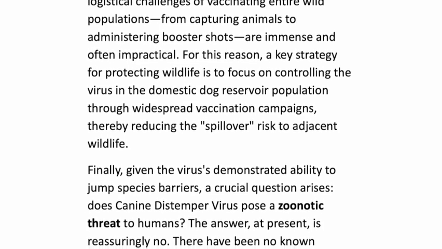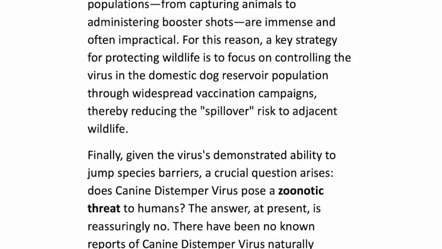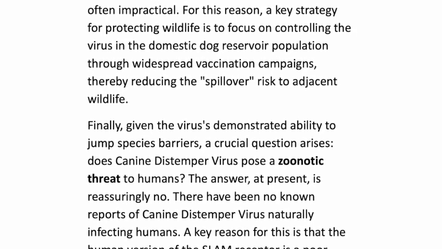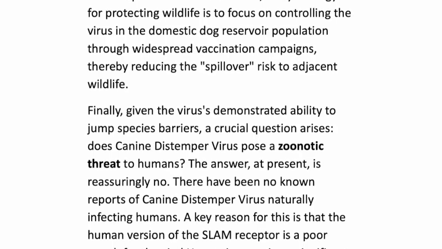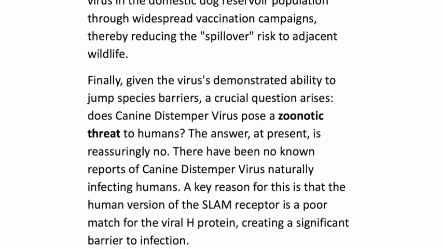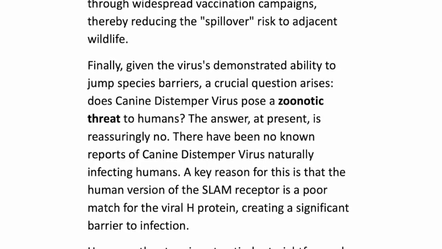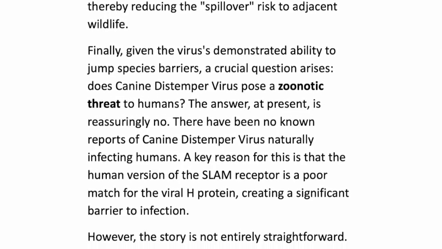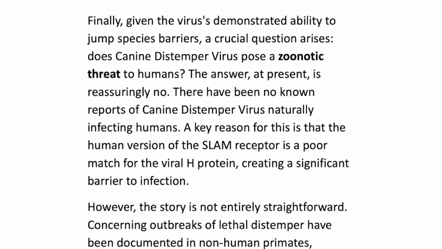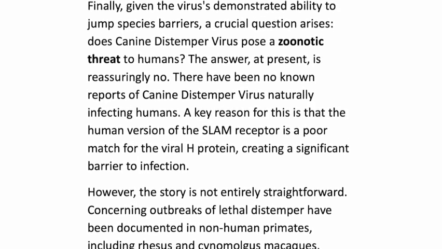Finally, given the virus's demonstrated ability to jump species barriers, a crucial question arises: does canine distemper virus pose a zoonotic threat to humans? The answer, at present, is reassuringly no. There have been no known reports of canine distemper virus naturally infecting humans. A key reason for this is that the human version of the SLAM receptor is a poor match for the viral H protein, creating a significant barrier to infection.